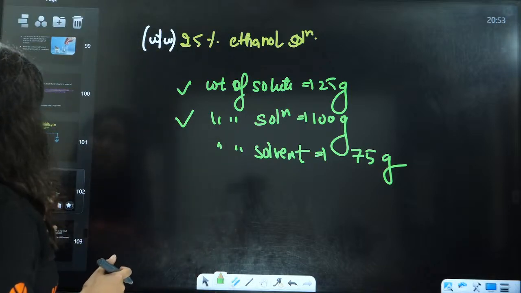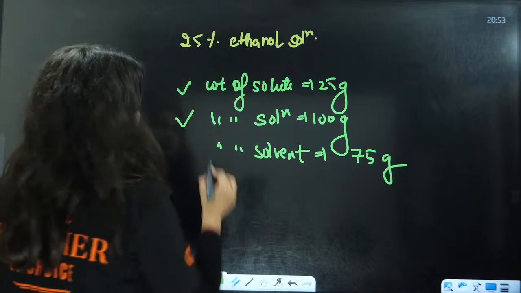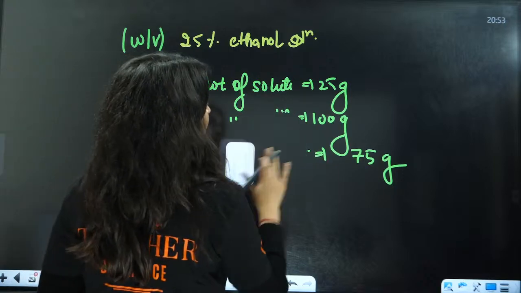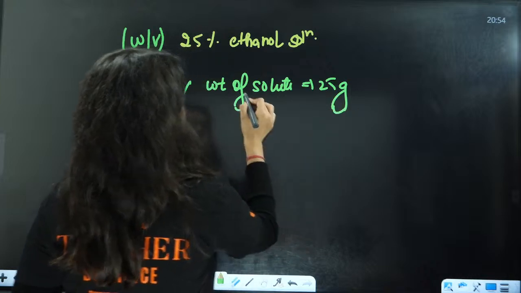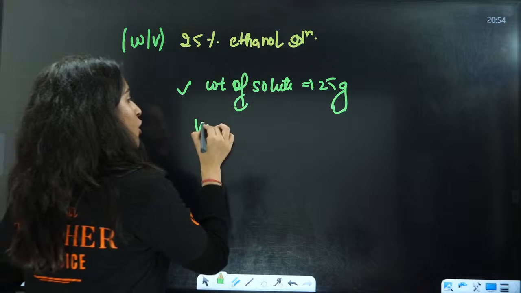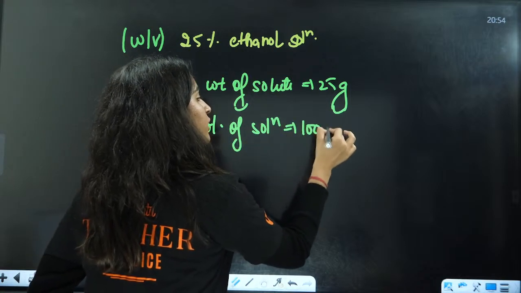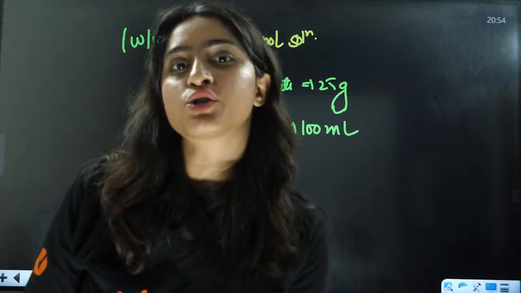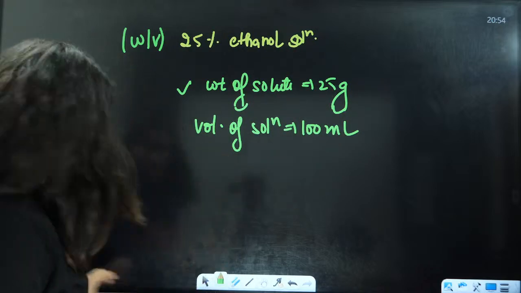Similarly, they can also give you one more thing here, that this is weight by volume. Now you have to calculate the molarity. Okay, I'll tell you how to calculate. What is given is the weight of solute, that is this much, and the volume of solution, that is 100 milliliters. This means in 100 milliliters of solution you have 25 gram of ethanol here, right?